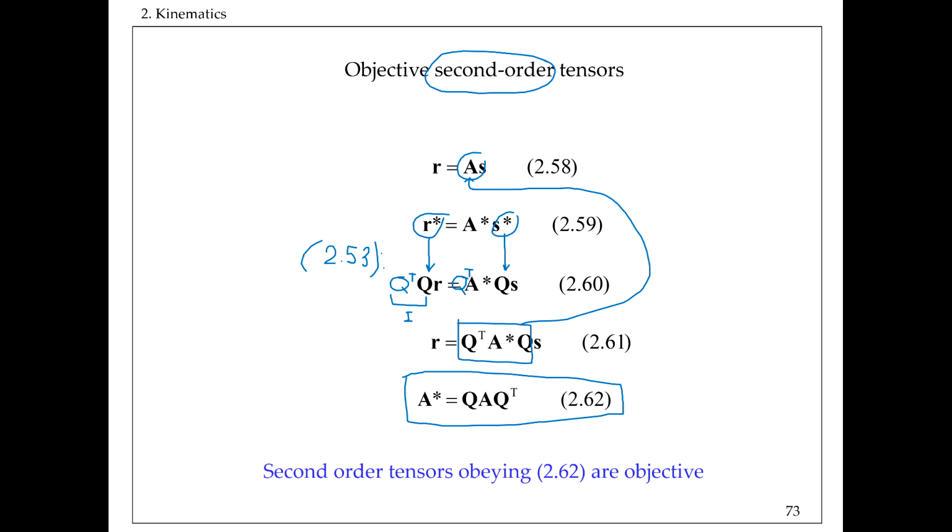Again, we know that the velocity itself is not objective. So let's see if the velocity gradient is objective. We also have the deformation rate, which is also interesting to see if that will be objective, and which of them will not.